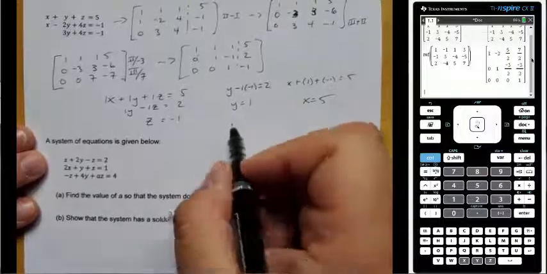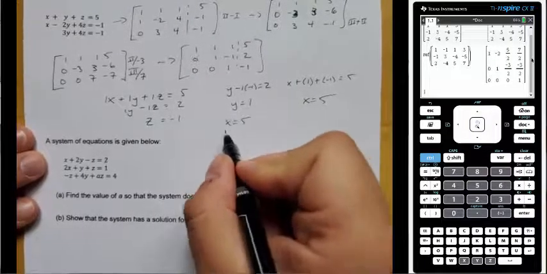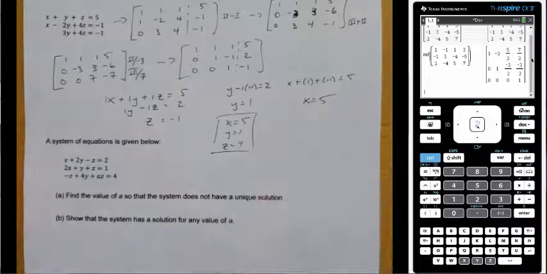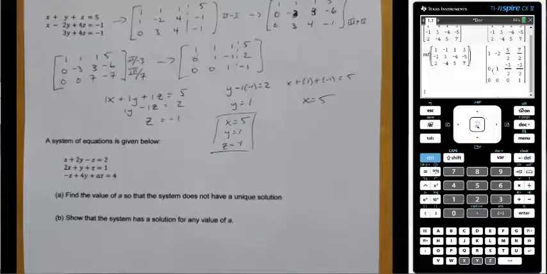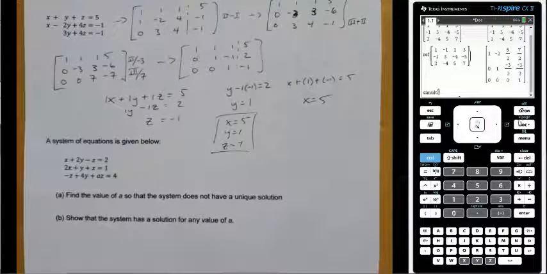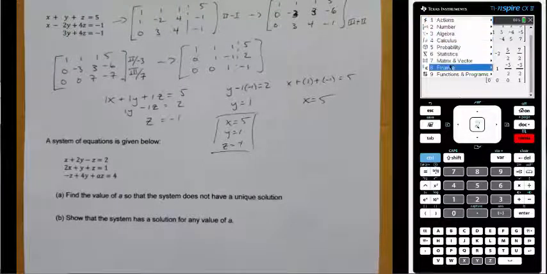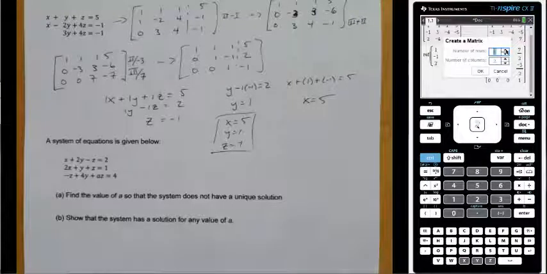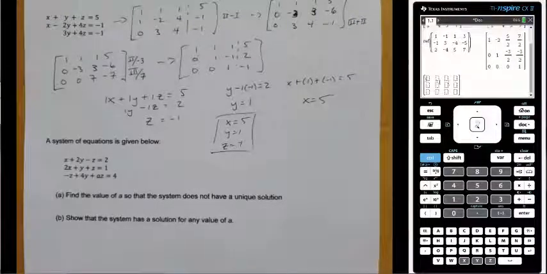So the solution should be x equals 5, y equals 1, z equals negative 1. We can check that quickly in our graphing calculator by using the RREF. I'm going to do menu, matrix, create a matrix, 3 rows and 4 columns.